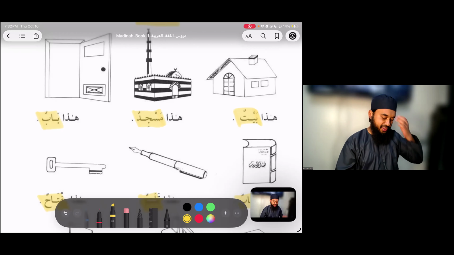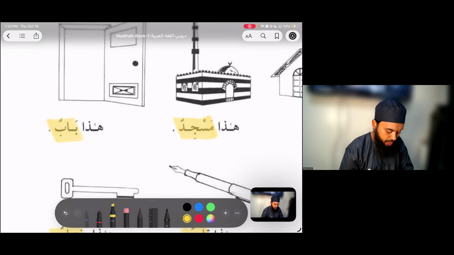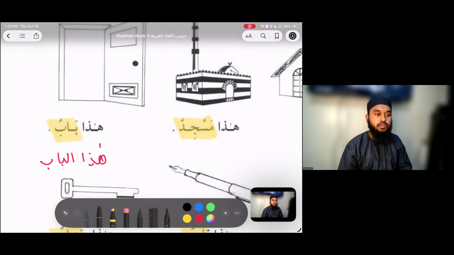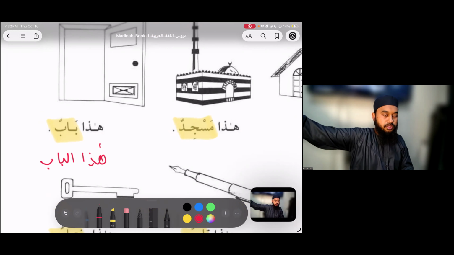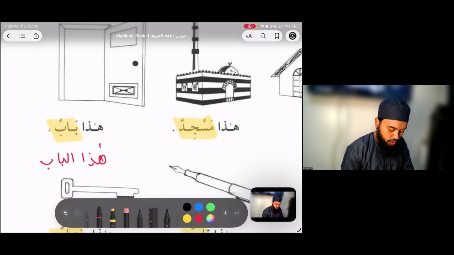Perfect. Alhamdulillah. So هذا باب. This is a door. For the door it will be هذا الباب. This is the door. You're directing someone to the masjid. On Friday, he's coming and he's lost. He's coming from this entrance. You're telling him, no, come from this one. هذا الباب. This door, right? You're specifying which door you're telling him to enter through. هذا الباب. This door.